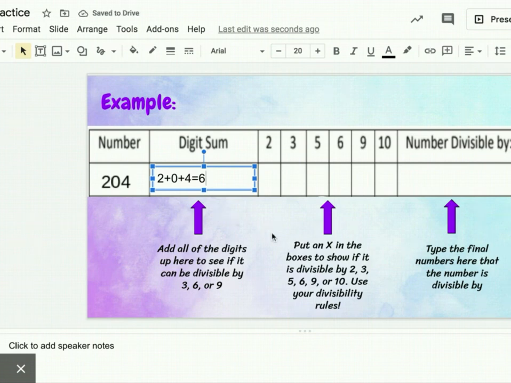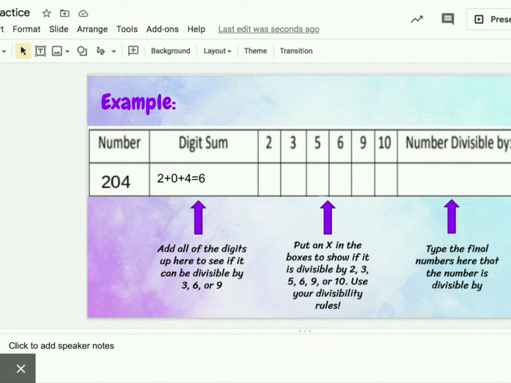Remember, for a number to be divisible by 6, it needs to be divisible by 2 and 3. So first off, let's look at 2. For a number to be divisible by 2, it has to be even. For it to be even, it needs to end in 2, 4, 6, 8, or 0. Well, it ends in a 4, so it means it's an even number.